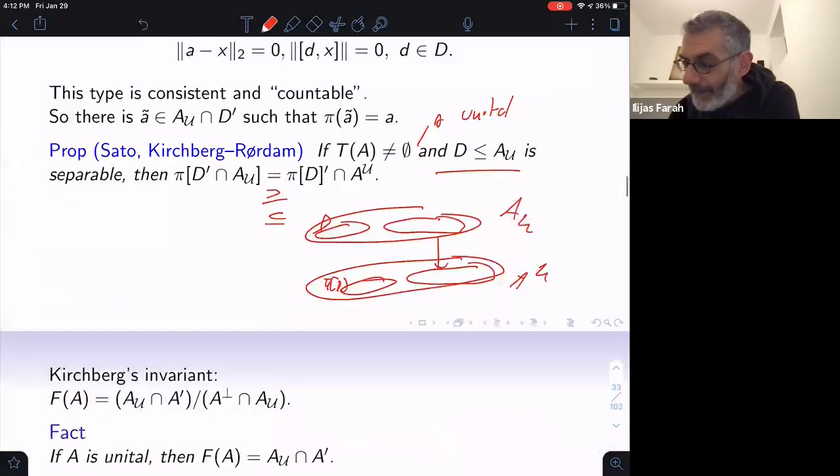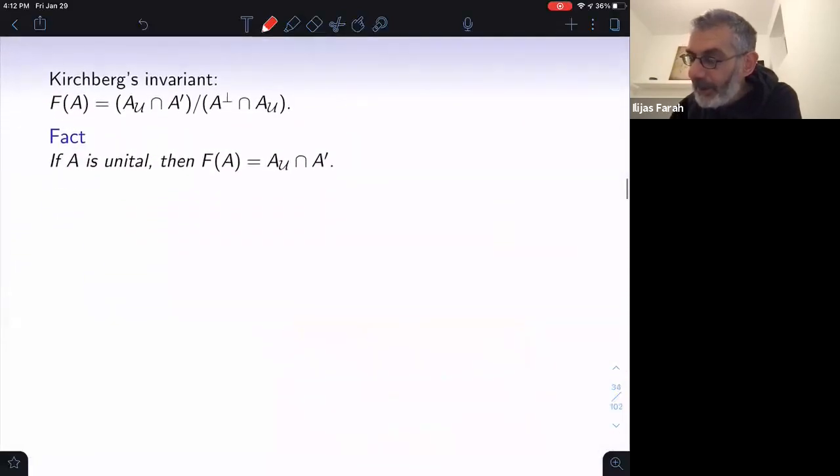Okay, so let's go on. Here is an invariant that Eberhard Kirchberg defined back in 2004, I think. Here A is a separable C*-algebra. You take the norm ultrapower, the relative commutant of A in the norm ultrapower, and then you mod out the annihilator of the diagonal image of A in the norm ultrapower.